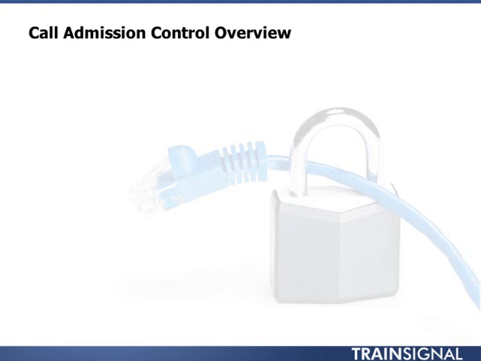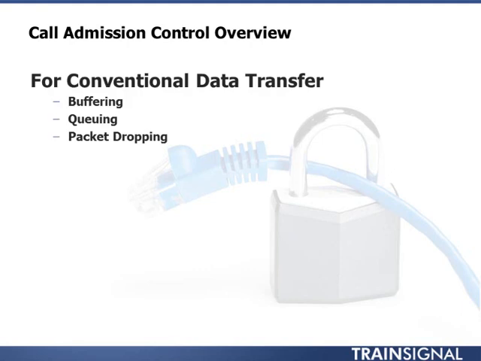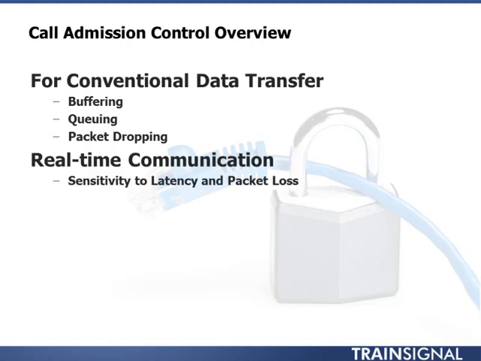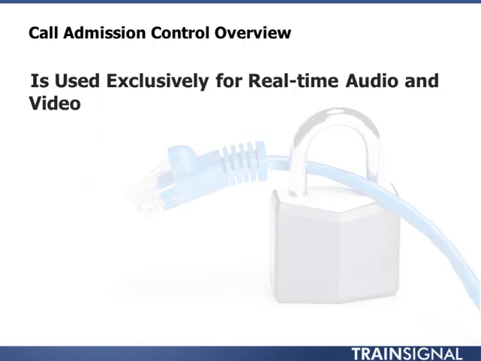If the unified communication clients overconsume a network and the network becomes congested, you end up getting a poor quality of experience for all of the users going across that link. It's kind of like being stuck in commuter traffic when there's too many cars on the highway. For conventional data transfer, we can use a lot of different techniques on the network such as buffering, queuing, and even packet dropping to be able to recover from congestion. Unfortunately, real-time communication is a lot more sensitive to latency and packet loss, such as with real-time audio and real-time video. Call Admission Control is used exclusively for real-time audio and real-time video. It doesn't affect other types of data transfer.